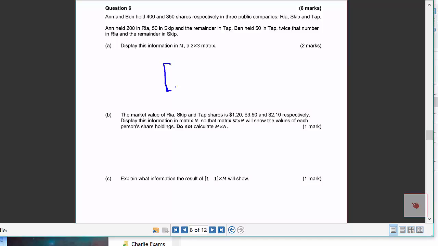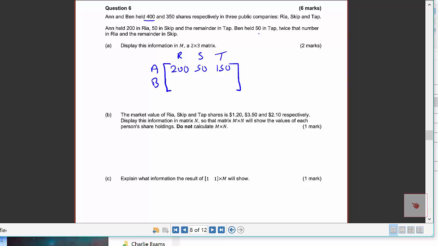So we're going to have 2 rows and 3 columns. And there's 2 of them, so that must mean that Anne and Ben represent the rows, and the companies RIA, Skip and TAP represent the columns. So she has 400 shares. She's got 200 in this one, 50 in this one, and the remainder in TAP. So that must be 150 to make up her 400.